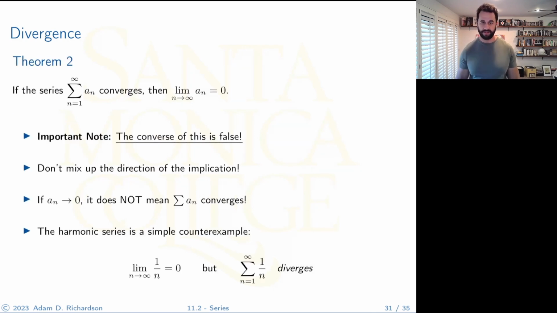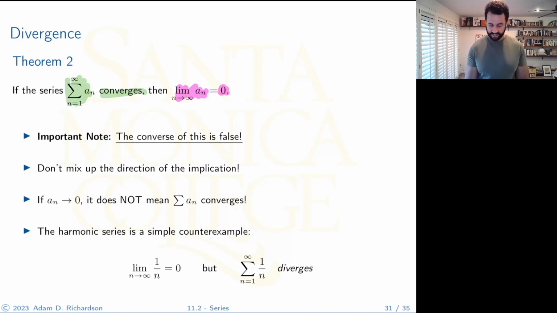So this is just a repeat of the theorem. And again, it says, if the series converges, then the sequence converges. So if the series converges, then the sequence terms go to zero. Go to zero in particular, not just converges, but goes to zero. And here's the important note. A lot of times students will accidentally reverse the direction of implication here. The converse of this statement is false.